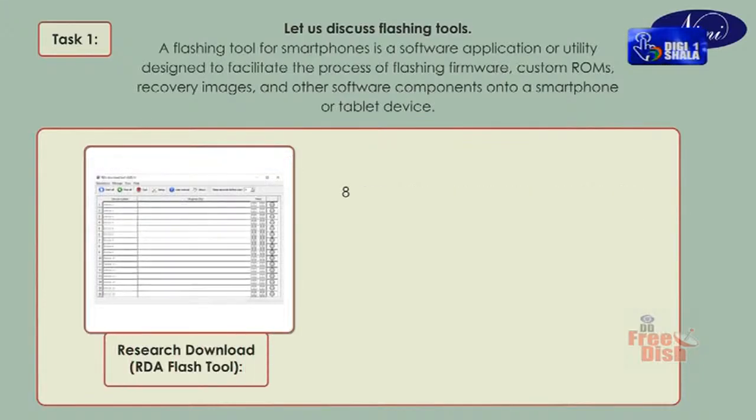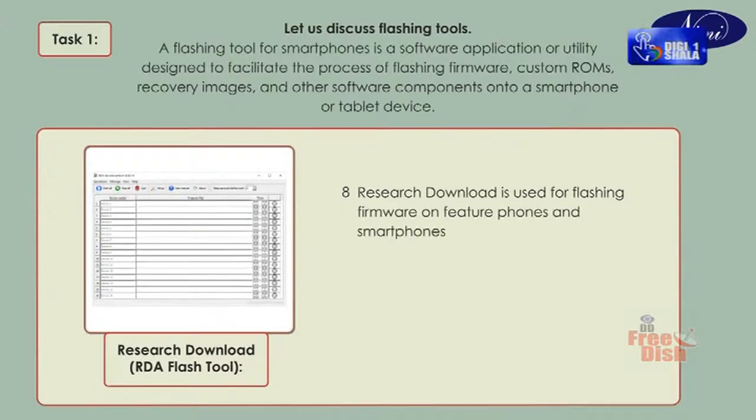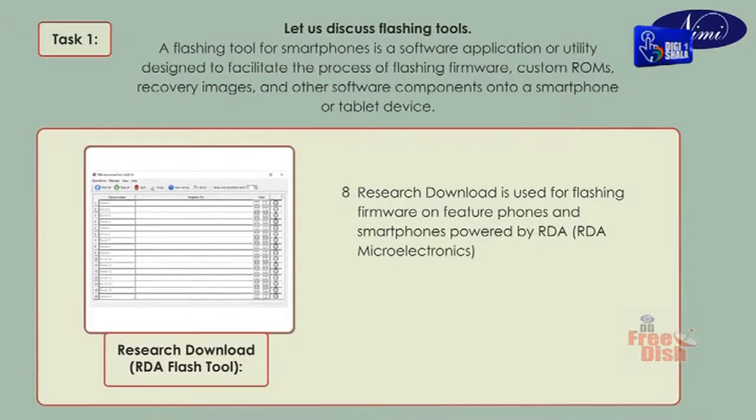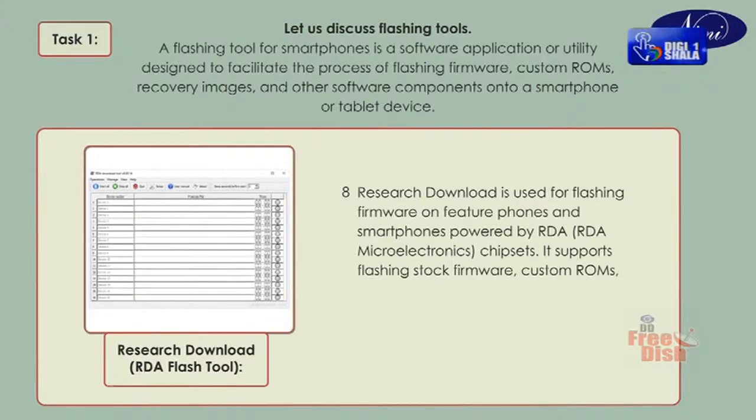Number 8. Research Download, RDA Flash Tool. Research Download is used for flashing firmware on feature phones and smartphones powered by RDA Microelectronics chipsets. It supports flashing stock firmware, custom ROMs and other firmware components.